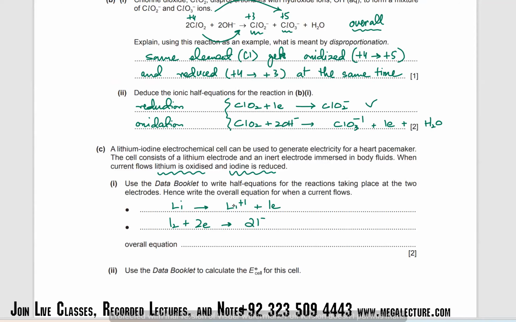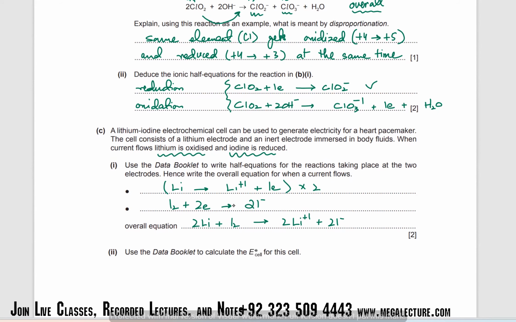For the overall equation, the electrons gained and lost have to be made equal, so multiply the lithium half equation by 2, and then sum them up. So it's going to be 2Li plus I2, and the product is 2Li+ and 2I-. That's your result.